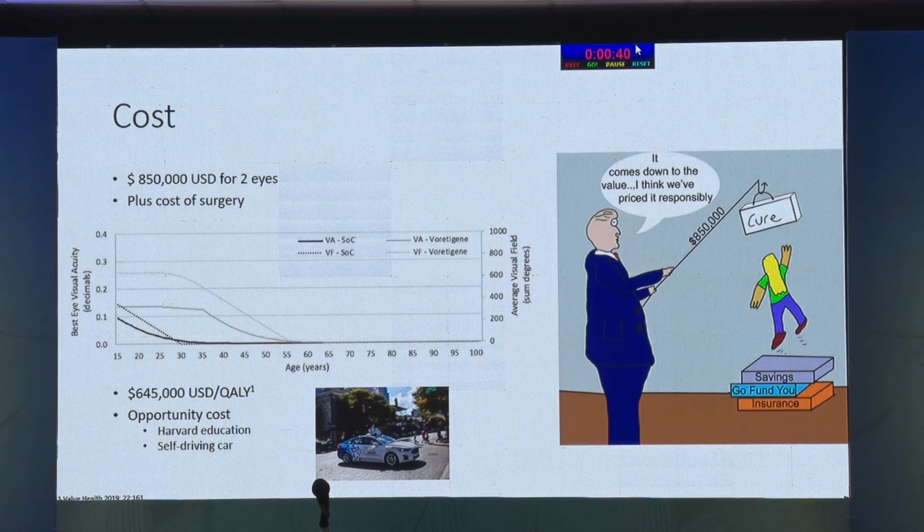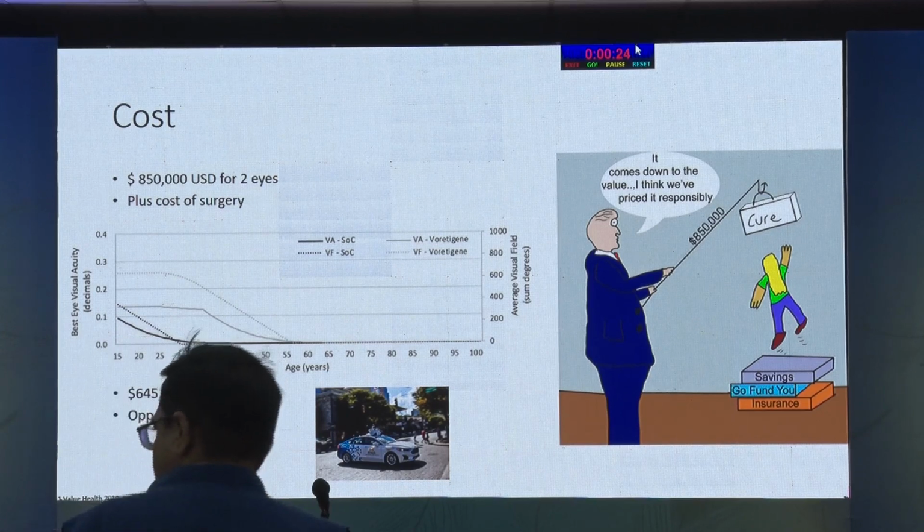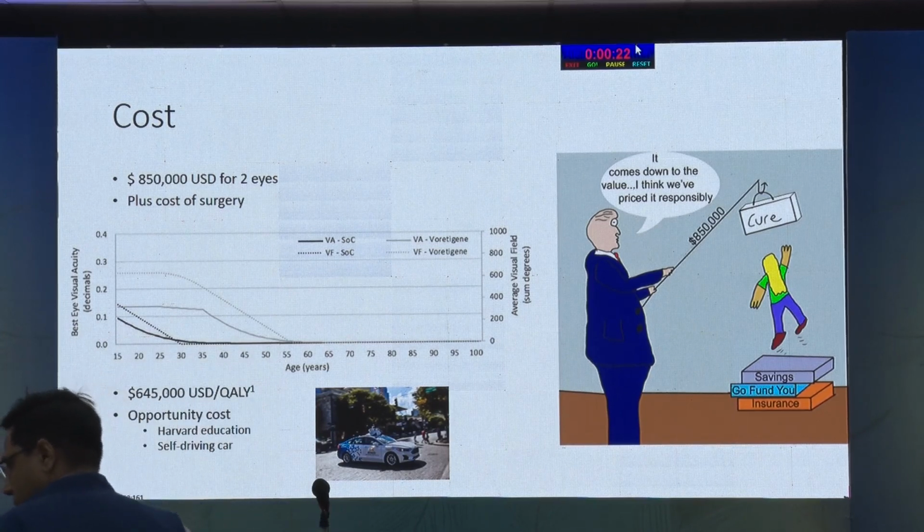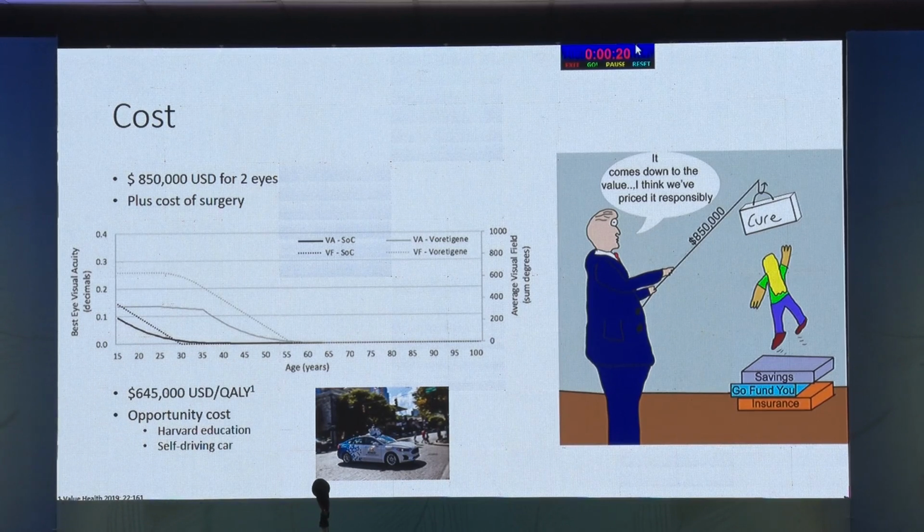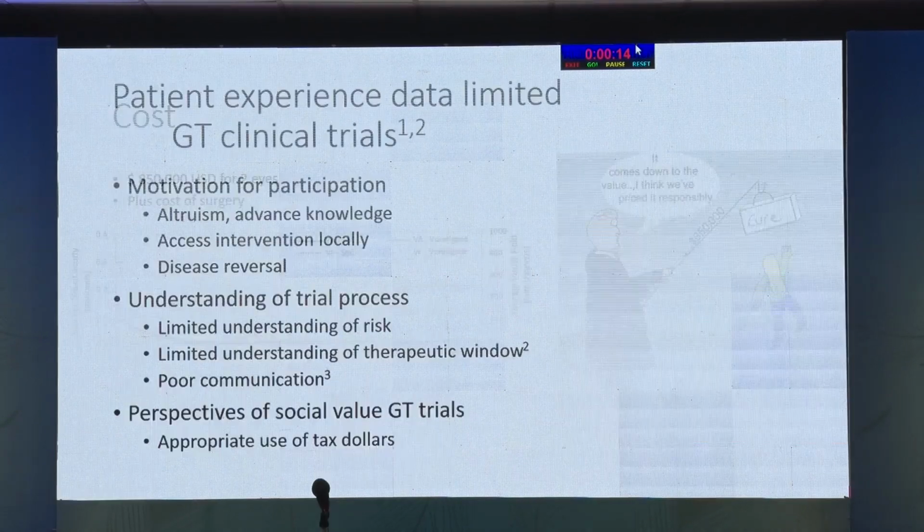Here, I've put one of the models. It obviously critically depends on the assumptions made about the duration of treatment. And it comes out to be very expensive. As you can see there, $645,000 per QALY. And this needs to be interpreted in the context of opportunity cost. What else you could buy with this money? For example, a Harvard education and a self-driving car.